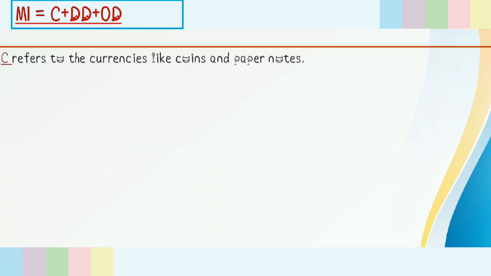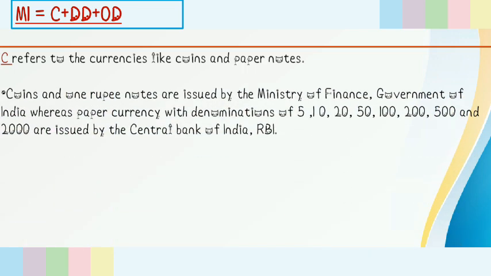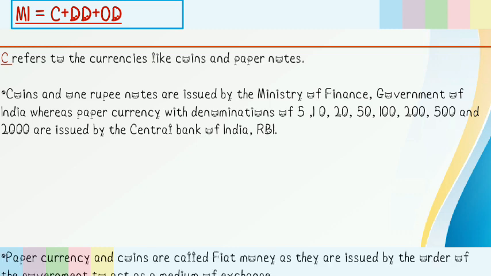The C here refers to the currencies like coins and paper notes. The important facts to be known here are that coins and 1 rupee notes are issued by the Ministry of Finance, Government of India, whereas paper currency with denominations of 5, 10, 20, 50, 100, 200, 500 and 2000 are issued by the Central Bank of India, that is RBI.